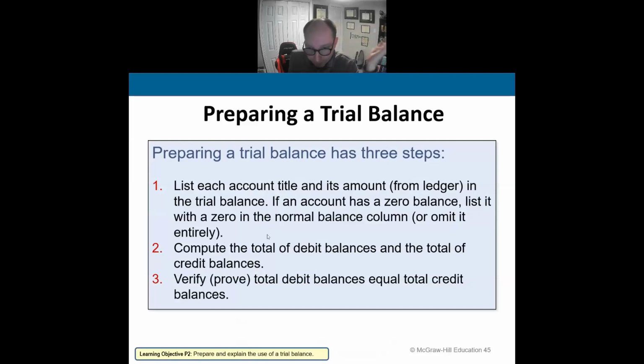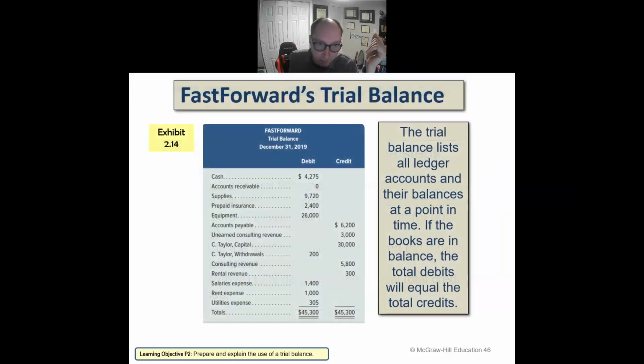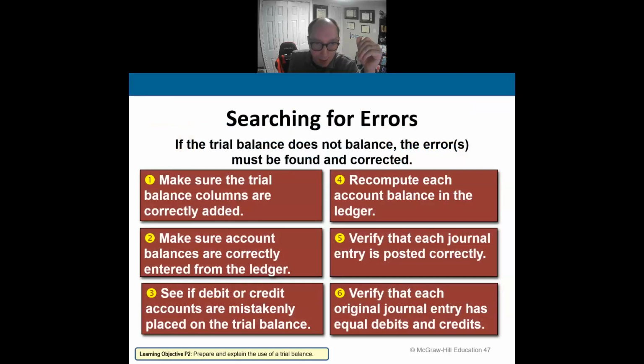List them all out. If it equals, it means you're in balance. And that's the beauty of the trial balance. It basically says all my debits equal my credits. You can list out all your accounts in the order of the chart of accounts, and we can see that our total debits equal our total credits. That's how you know you're in balance.